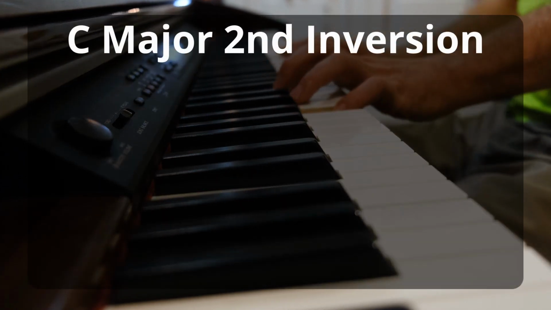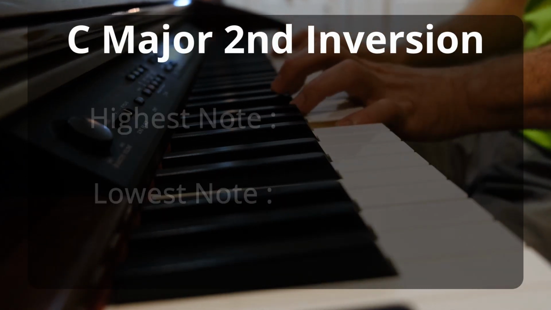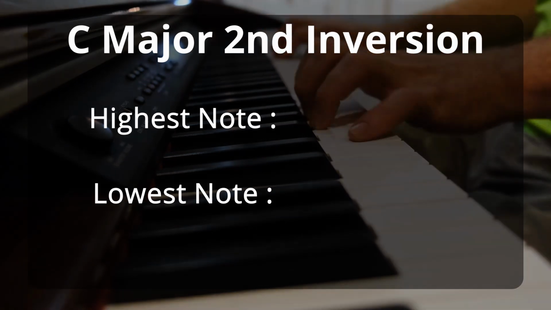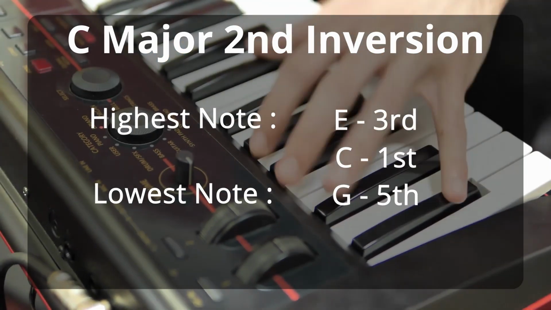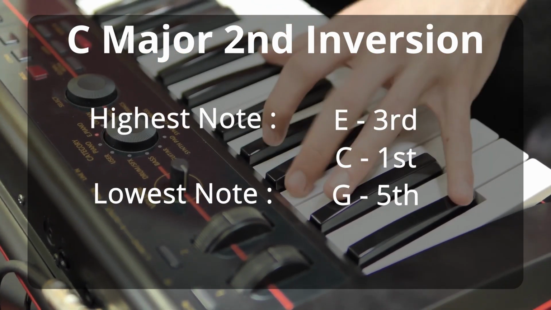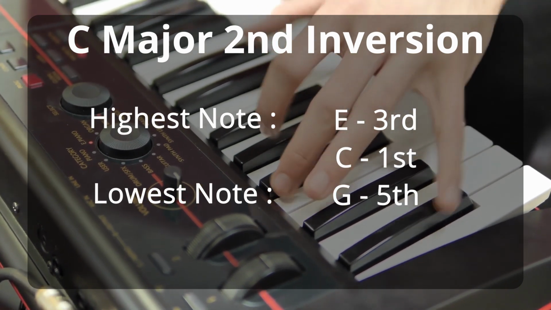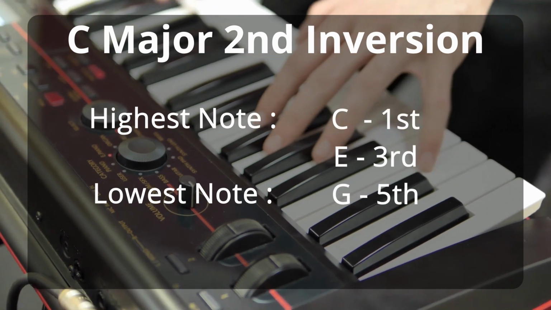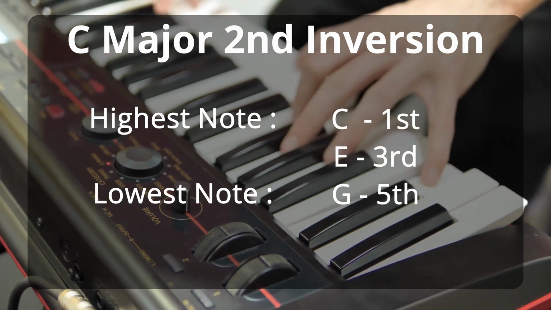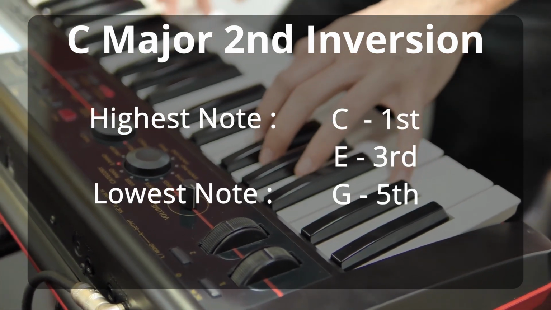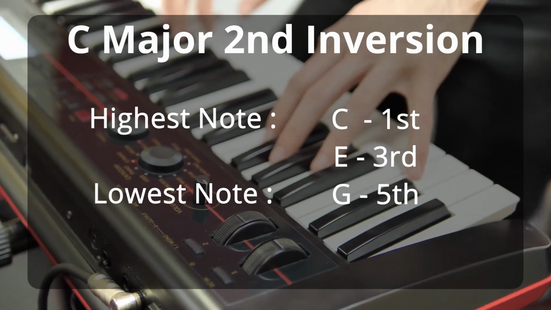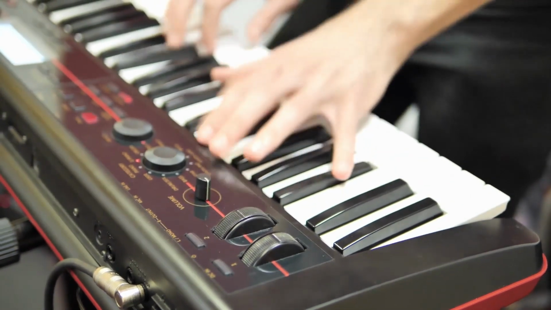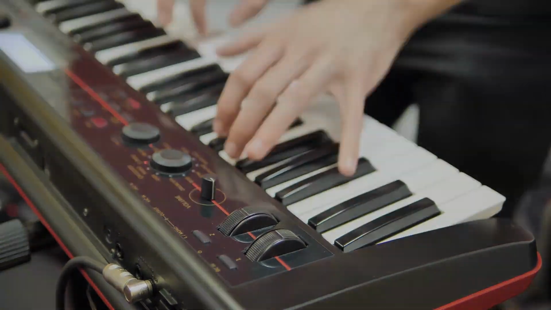For the second inversion, we need the fifth note on the bottom. So that means G, C, E, or G, E, C. So you appreciate the difference, we'll play the full chords back.